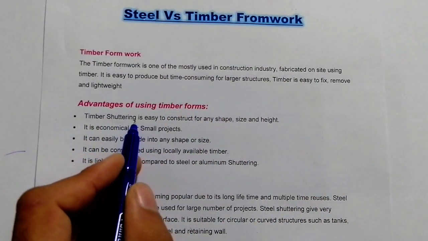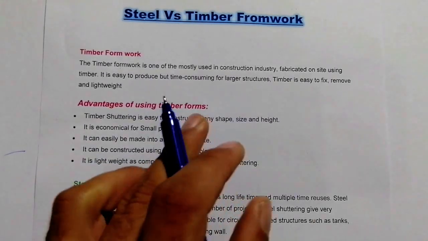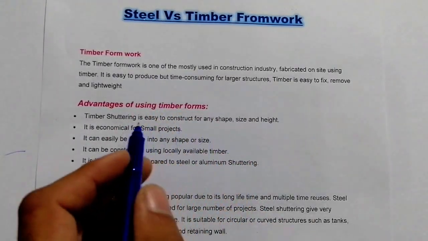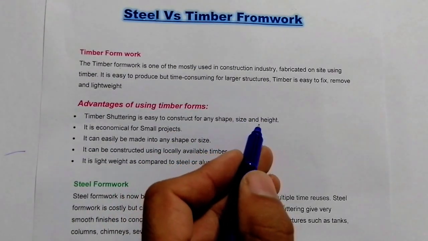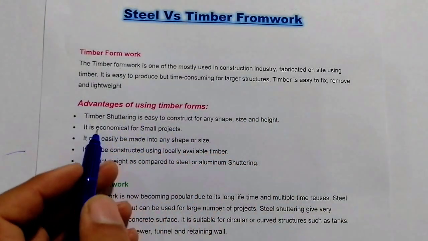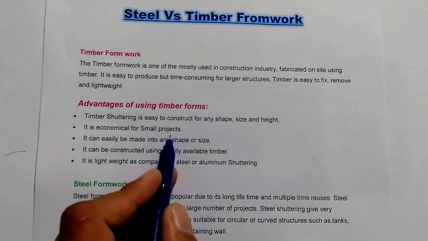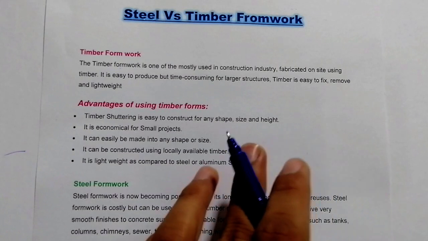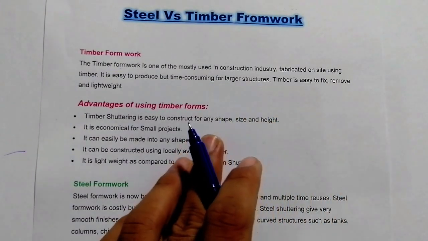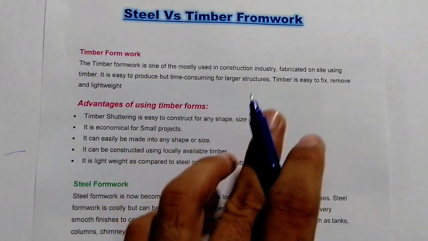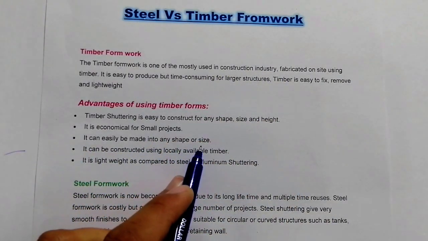Timber shuttering is easy to construct for any shape, so you can make any type of shape from the timber formwork, with any size and height. The second benefit is it is economical for small projects, so it's a cheap price, therefore you can use it for your project, but you can't use it for larger structures. It can easily be made into any shape or size.